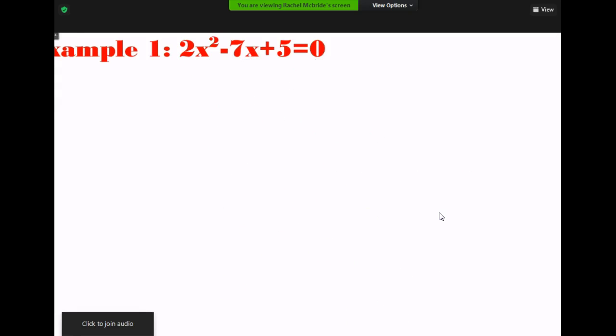So in example number 1, the first thing we have to do in order to complete the square is to make sure the value on A is 1. So before we can even start completing the square, we have to divide every term by 2, so that my A value is 1. So we have x squared minus 7 halves x plus 5 halves equals 0. And then we're going to move over the 5 halves so that we can complete the square.